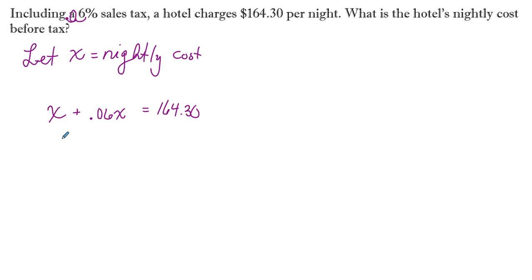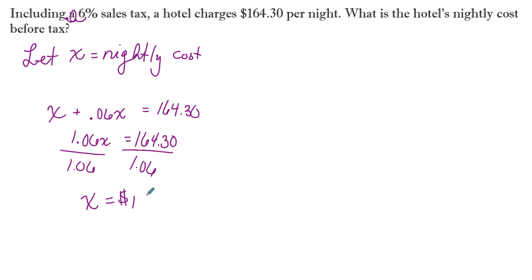x plus 0.06x is 1.06x. That's just combining like terms. And then, of course, divide both sides by 1.06. And we can see that x is equal to $155 per night. So again, this is the cost before the sales tax is added, any other taxes or fees.